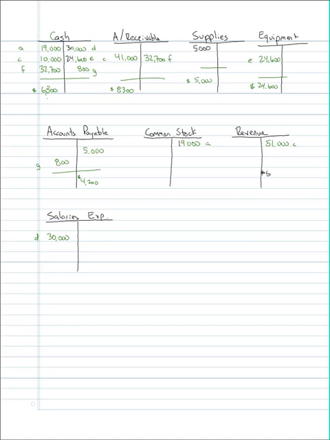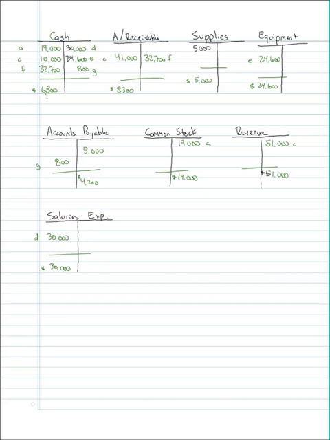credit balance. Common stock, $19,000 balance, revenue, a $51,000 credit balance, and salaries expense, a $30,000 debit balance. So we've posted the transactions, and now we have totaled them, totaled the accounts, and we can now create our unadjusted trial balance.